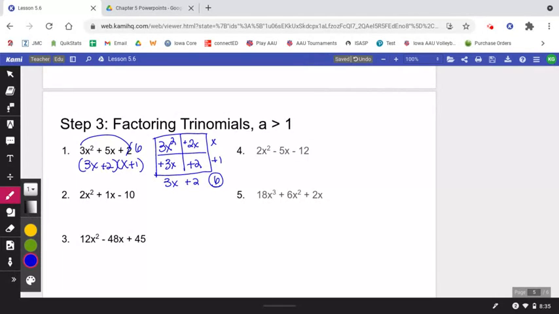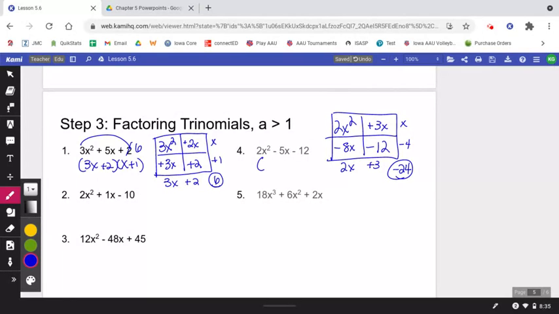Same thing here. There's no factors of 12 that subtract to be 5. So I'm going to multiply the 2 and the 12 to be 24. Now I'm looking for things that multiply to be 24 and subtract to be 5, which are 8 and 3. Sign chart says bigger one gets a minus. So that gives me x minus 4 and 2x plus 3.